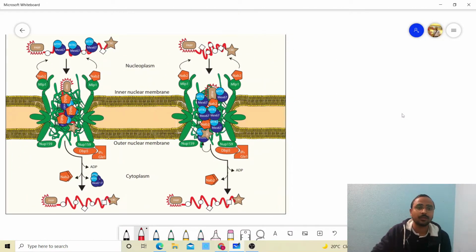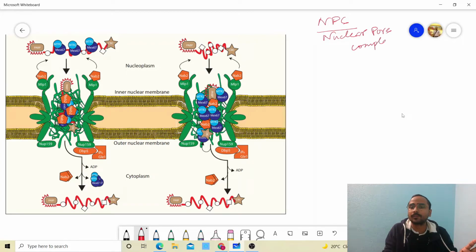Then, after the formation of this mRNP, it needs to be transported through a barrier, one channel, that is the NPC, or nuclear pore complex. What is that? Nuclear pore complex. I suggest you write these notes in your copies so that you will remember, and you can write in your own way. I leave that up to you.